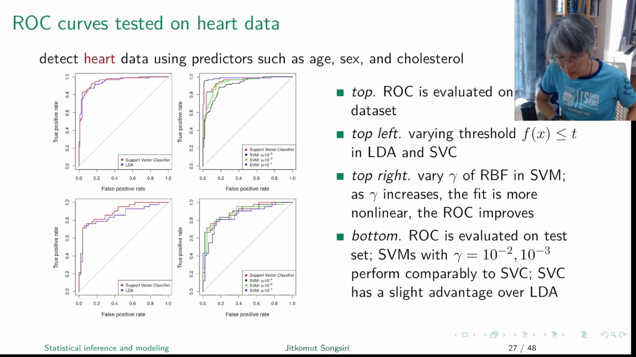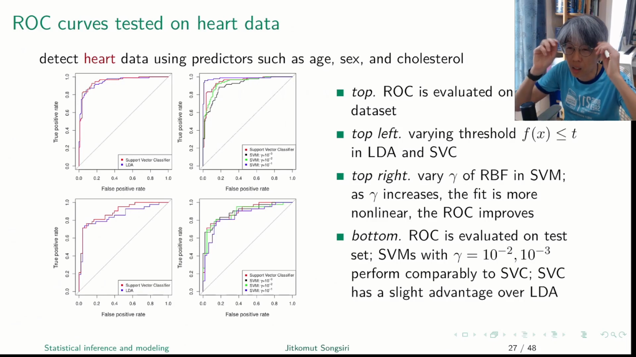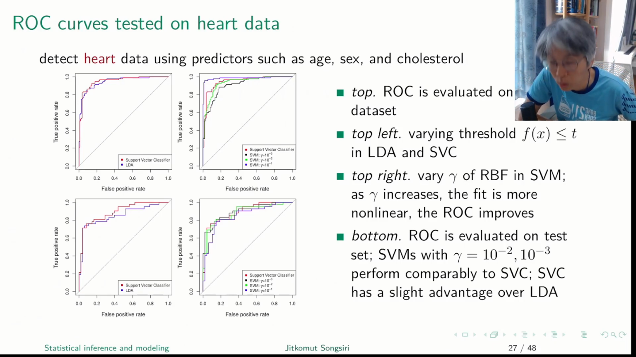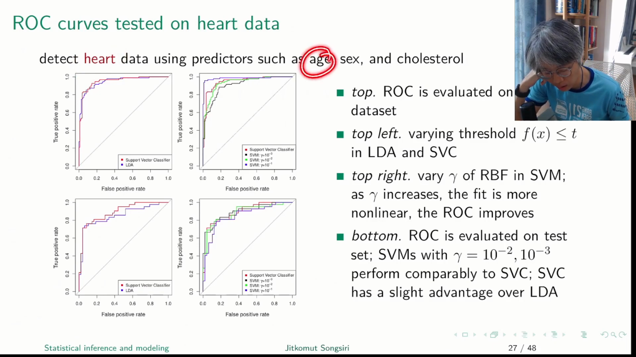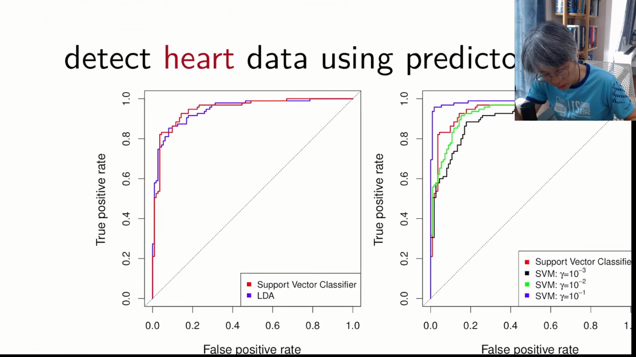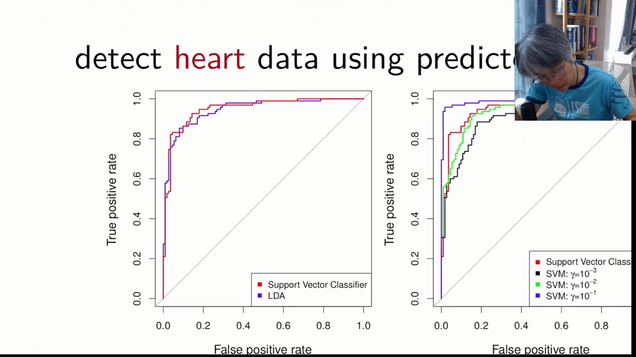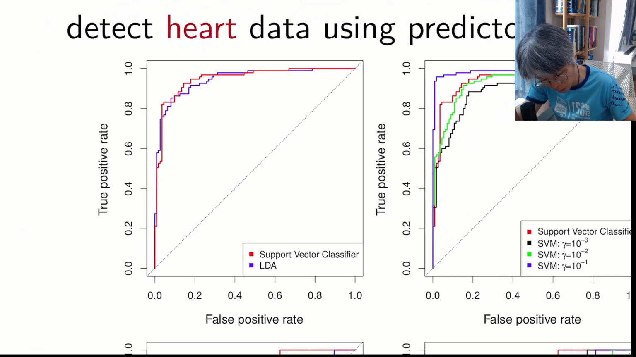To test the performance of a classifier, this is another way to look. If we look at the overall performance using the ROC curves, this is to illustrate on the heart data where we have patients and we want to classify whether a patient has a heart disease or not. Predictors are age, gender, and cholesterol level. So it's a binary classification problem. And the classification indicator is to use the graph of ROC.